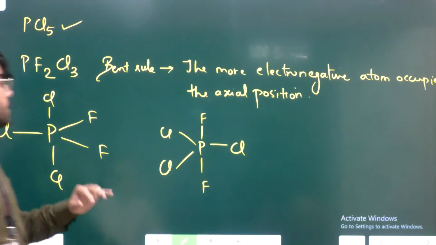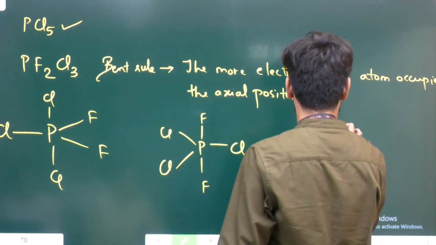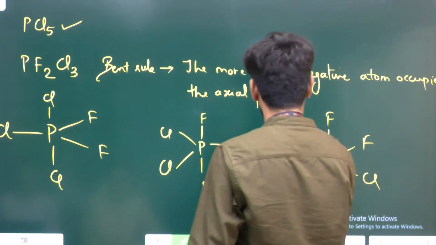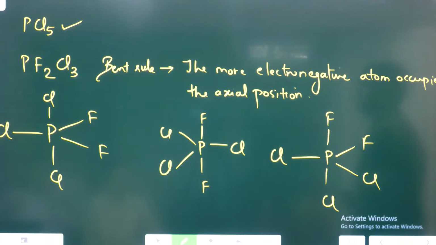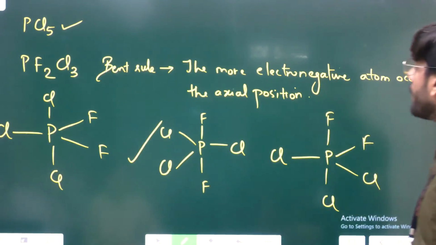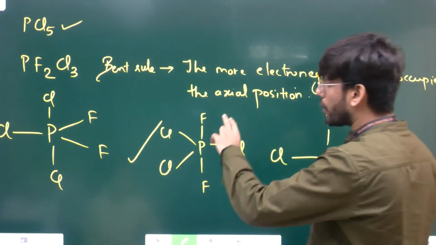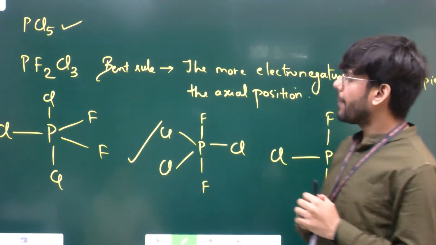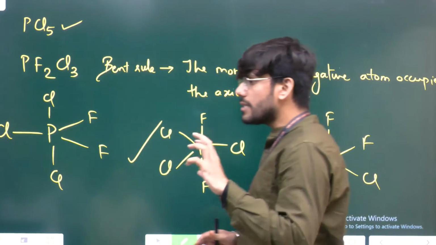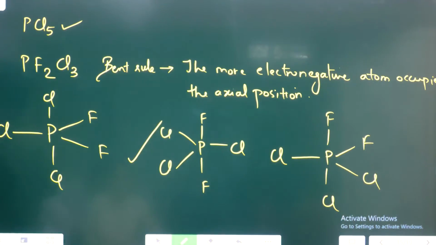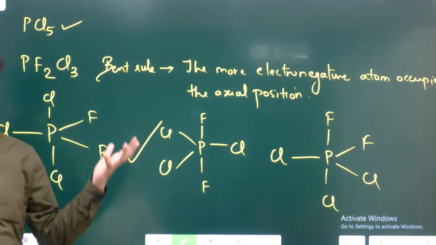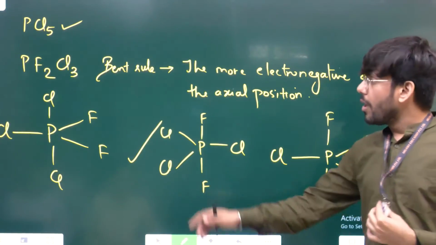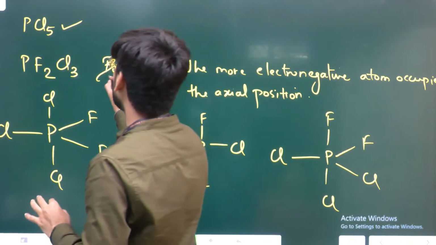So if I ask you which one is the correct structure? Then this is the correct structure where the more electronegative atom occupies the axial position. Now why? Because the axial position पर ज़्यादा repulsions होती हैं जिसकी वजह से वो longer bonds होते हैं. तो longer bonds are occupied by the more electronegative atom. वैसे इसका reason भी है, पर आपको इतना ही याद रखना है.